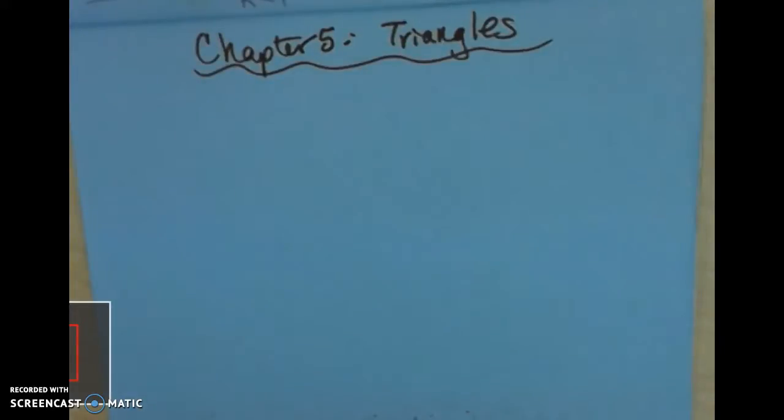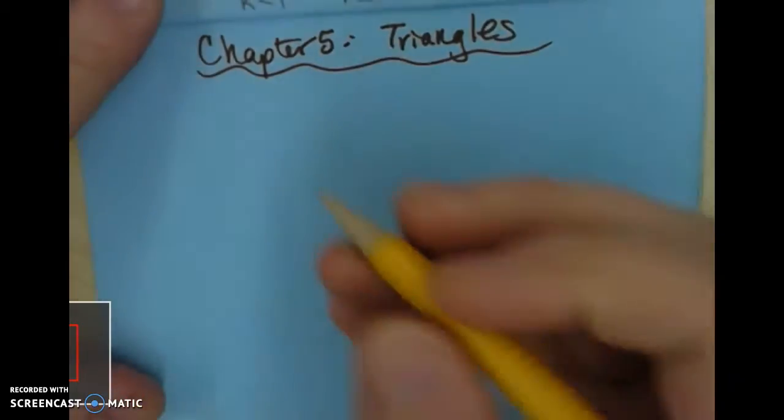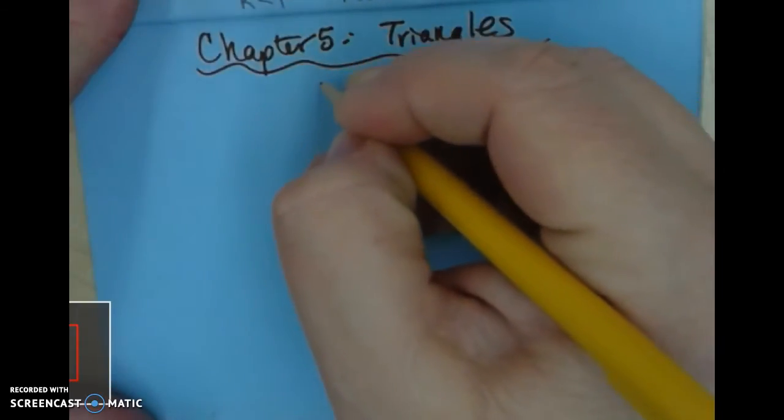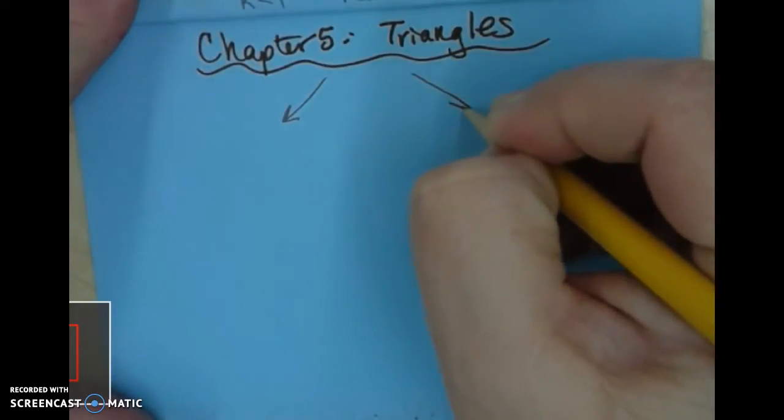Okay, what I need you to do now is turn to the center section to find chapter 5 for triangles. And there's a couple different things we have to do with triangles. We spent a lot of time with triangles, but chapter 5 was when we really just learned about them at first. And the first thing is when you classify triangles, there's two ways to classify.